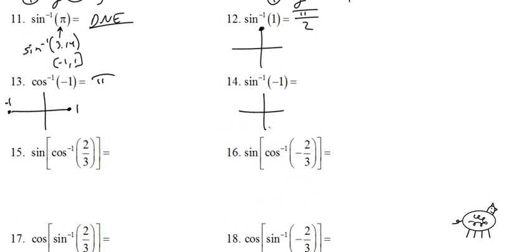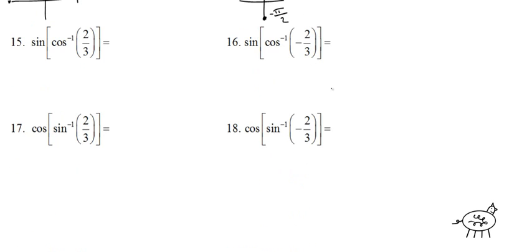Okay, what about sine? Well, isn't sine negative 1 down here? And please don't tell me it's 3 pi over 2. If you told me it's 3 pi over 2, it's wrong because it's not in the range. You just have to know that this is actually negative pi over 2. It's the way I kind of taught this when I first taught inverse trig functions. So the answer is negative pi over 2.